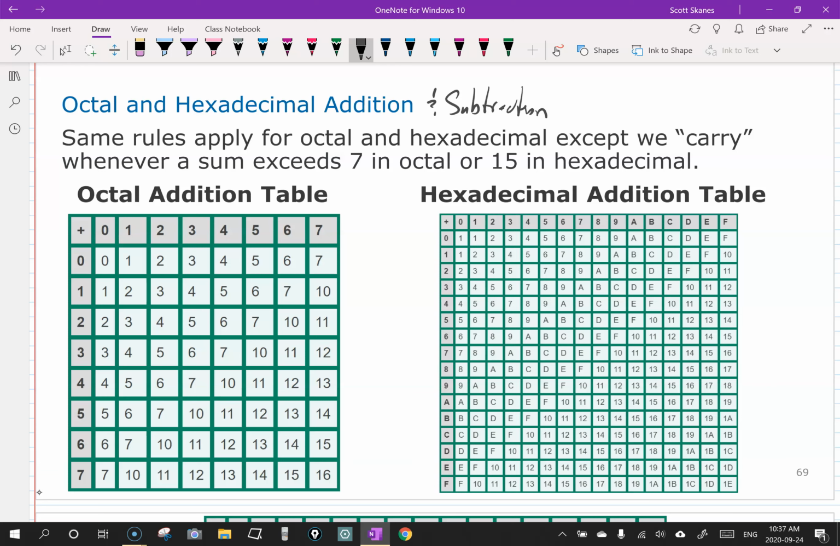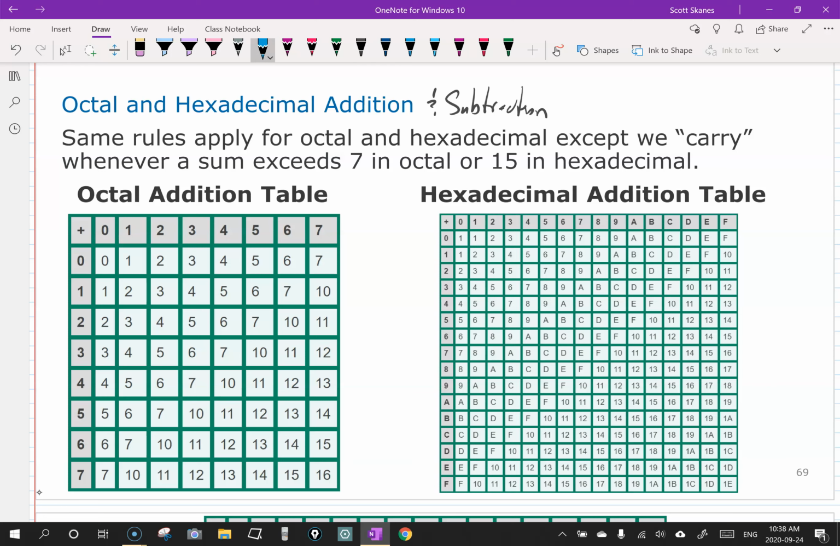We're still dealing with the same sorts of ideas where we add things, we're going to end up carrying into the next column. But in the case of octal, we carry whenever a sum exceeds 7. And in hexadecimal, it's whenever it exceeds 15, because 15 is our highest number for a single digit in hexadecimal, and 7 is our highest number for a single digit in octal.